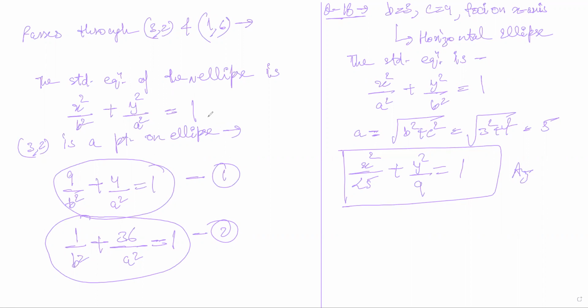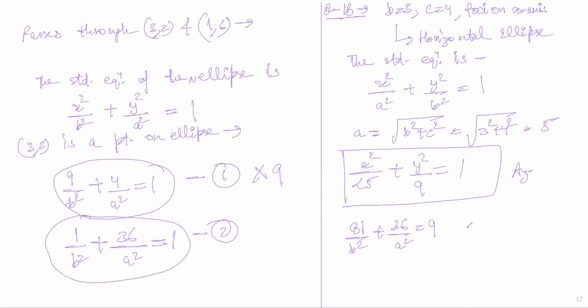Linear equation in two variables. Yes, linear equation in two variables. So we will multiply the first equation by 9. If I multiply the first by 9, what would I get? This would be 81 divided by b square, sorry. Then next would be 36 by a square, and then this would be 9. Now, if I subtract the second from this equation, the a square part will be cancelled out.